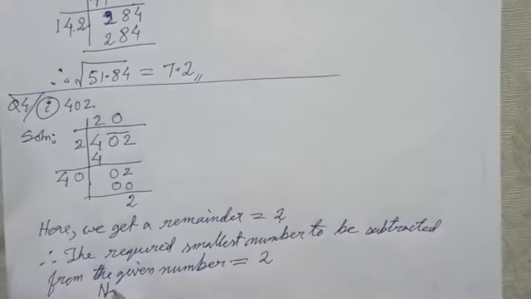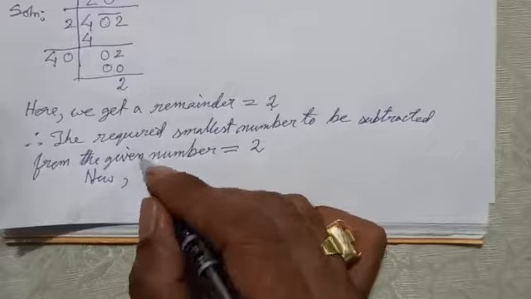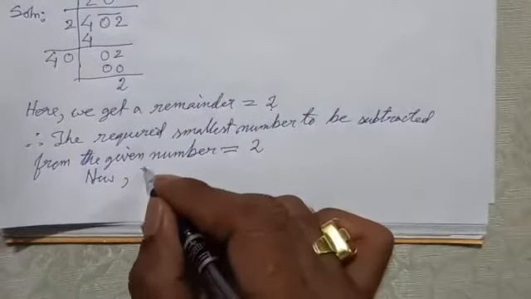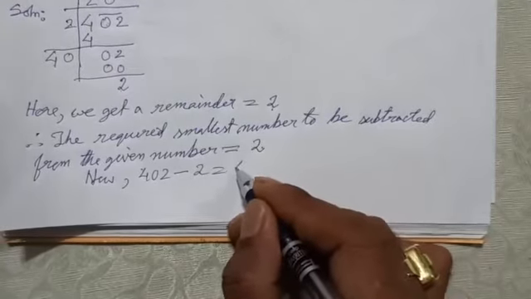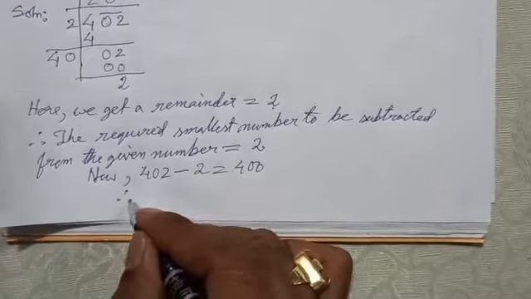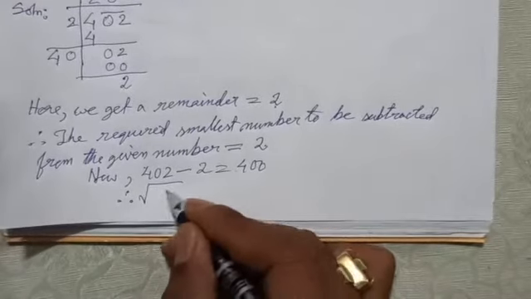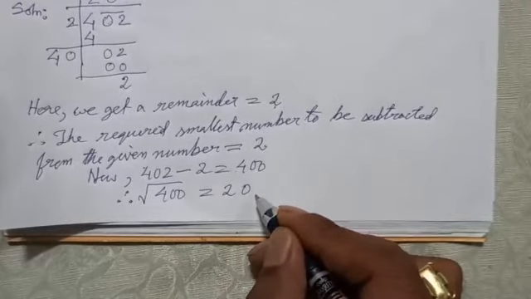Now here the given number is 402. If we subtract this 2, then we get 400. Therefore, let's find the square root of 400, and that will be 20, and this is the answer.